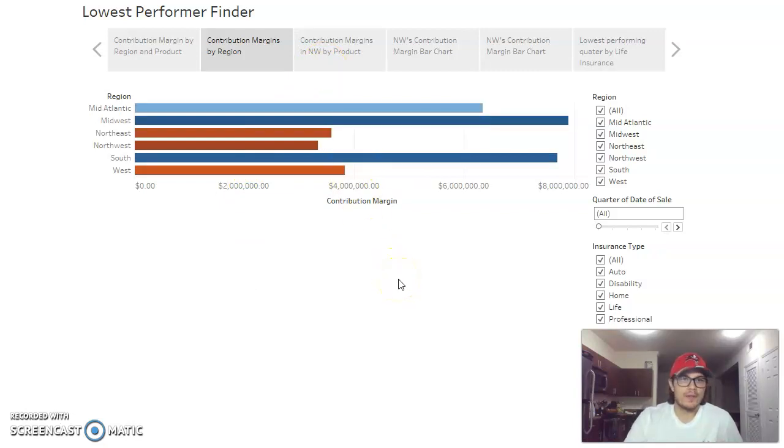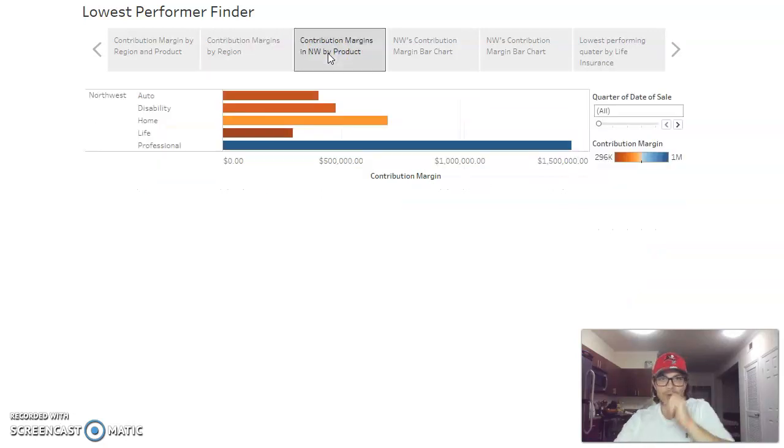We want to think about why the Northwest is underperforming all the other regions. That's something that we would want to look into. I would think that maybe the price of the policies is not high enough, or the costs are too high. So either increasing the price or lowering the cost will have a significant impact on the contribution margin. Moving on.